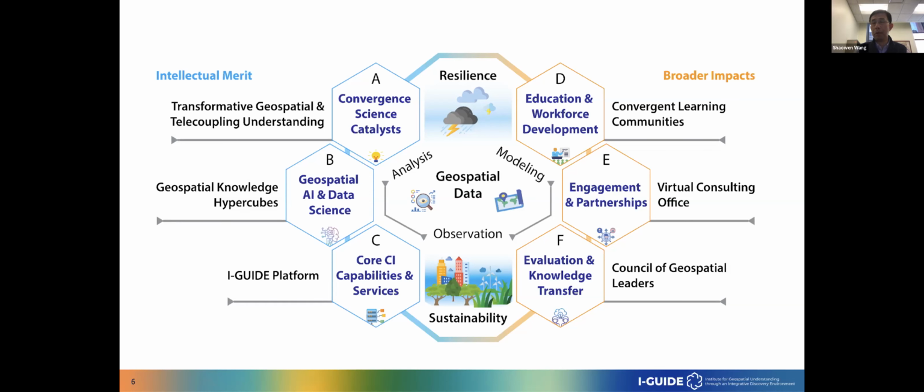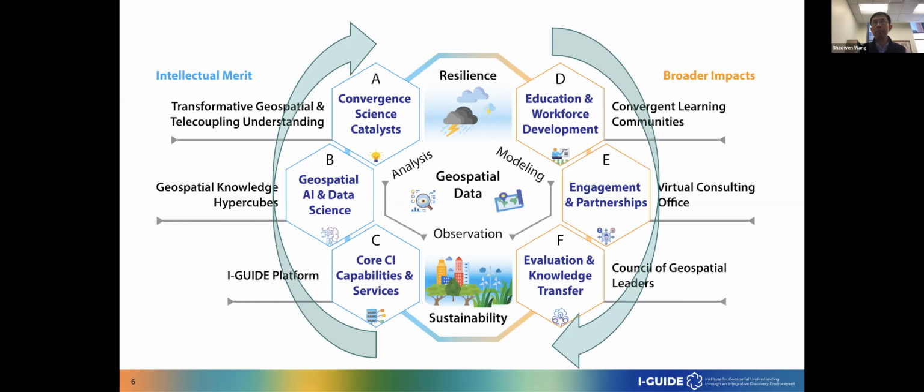We also have an engagement and partnerships team working very hard to bring a broader community together to solve some of the pressing sustainability challenges. And we have an evaluation and knowledge transfer component in the project to make sure what we do here gets evaluated, not only by our project, but also by the broader community, and also to make sure the knowledge is accessible broadly to the related stakeholders. So how do we tie this all together? I'm going to walk you through the individual components summarized on this slide.